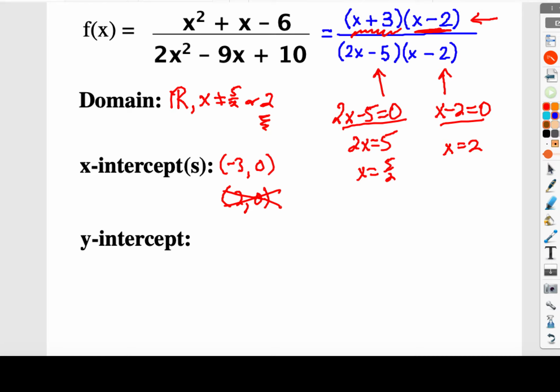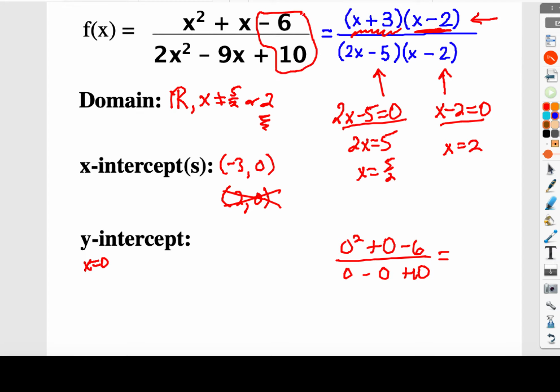Finally, we can take our function, and to be a y-intercept, that means that x equals 0. So very simply, we're just going to plug 0 in. 0 squared plus 0 minus 6 over 2 times 0 squared, again still 0, minus 9 times 0 plus 10, or basically negative 6 over 10, is going to be negative 3/5. Divide by 2. And basically we get a y-intercept of 0, negative 3/5.